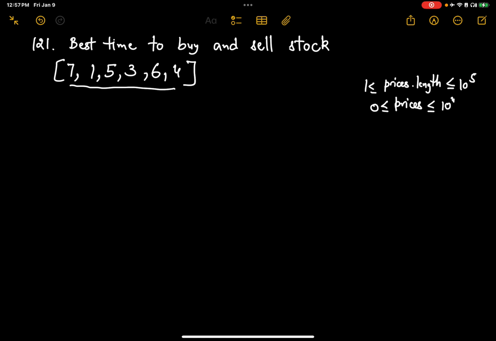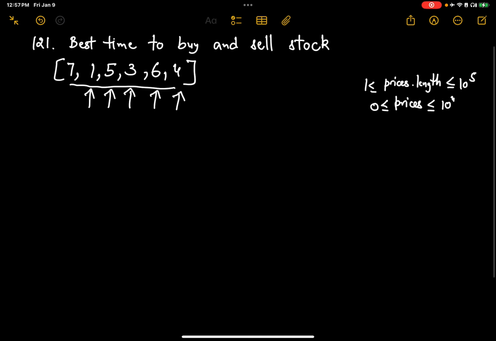But for this question, what do you think? How should we approach the problem? So basically, I would say let's try to check all the combinations, right? Let's try to sell on this day. Let's try to sell on this day. Let's try to sell on this day, this day, right?